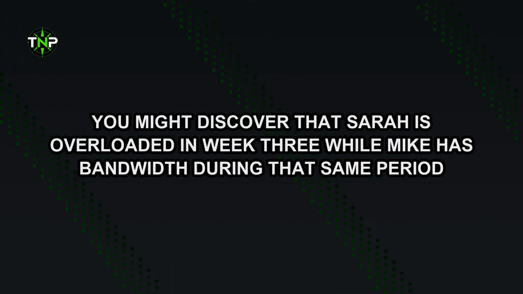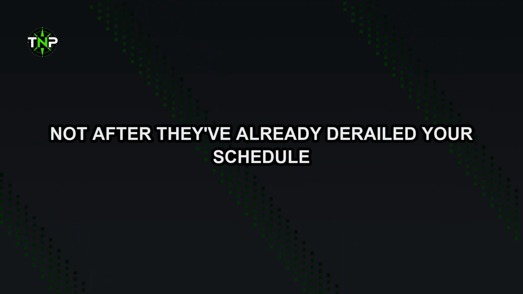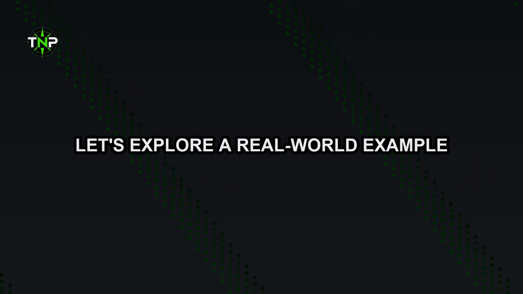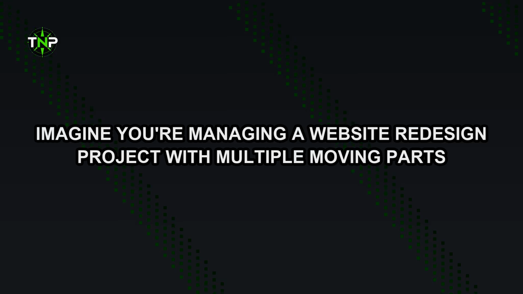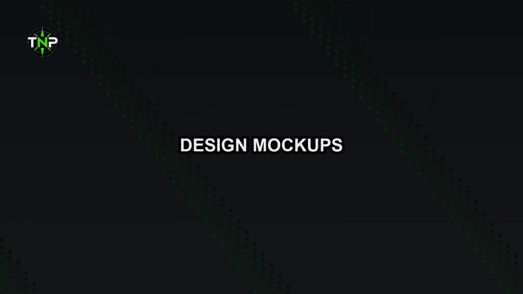Let's explore a real-world example. Imagine you're managing a website redesign project with multiple moving parts. Your timeline might include phases for requirements gathering, wireframing, design mockups, development, testing, and launch. Each phase contains multiple tasks assigned to different team members with varying skill sets. In the requirements phase, your business analyst needs to complete stakeholder interviews before the UX designer can start wireframing. The designer's wireframes must be approved before the visual designer creates mockups.